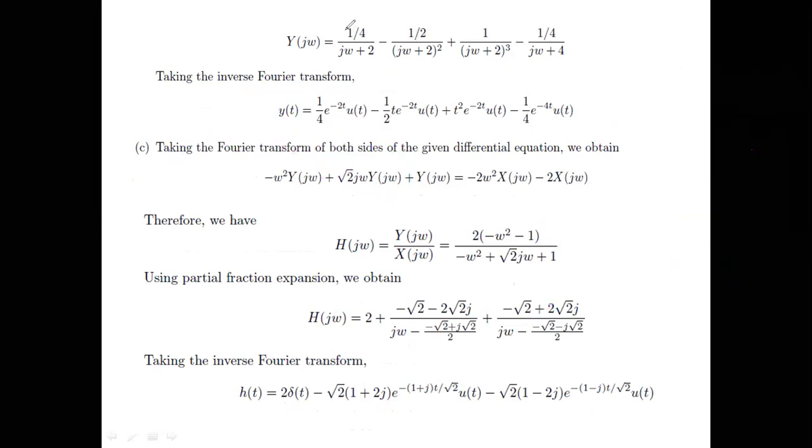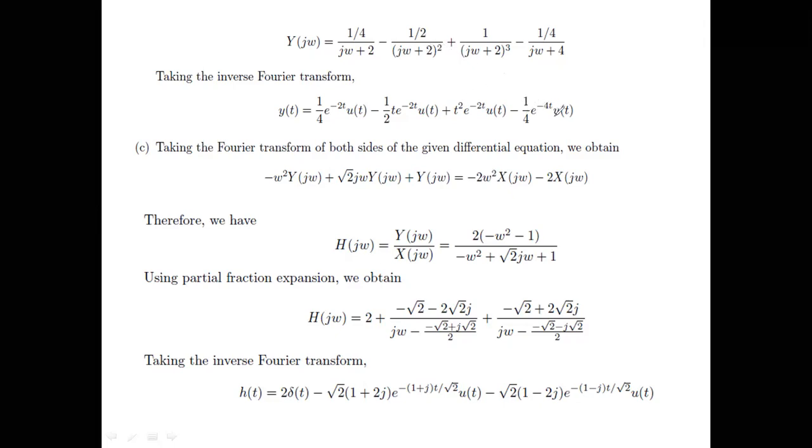Finding this one, and apply the inverse Fourier transformation: 1 by 4 into a plus j omega e power minus 2 mu of t, and it is a whole square, 1 by 2 into t e power minus 2t mu of t, and the cube means that t becomes t square, my dear students, t square into e power minus 2t mu of t, and if it is a 4, it means t cube.